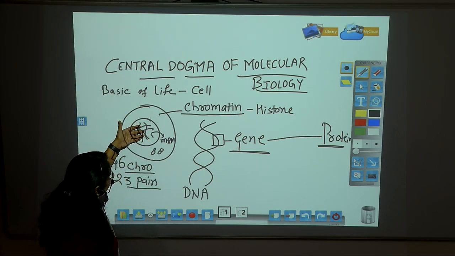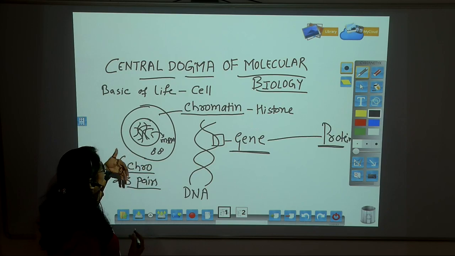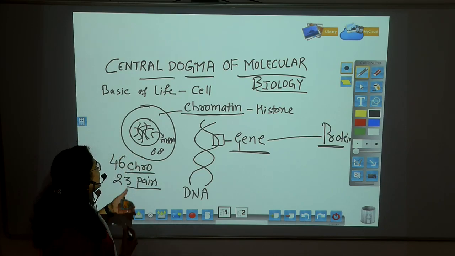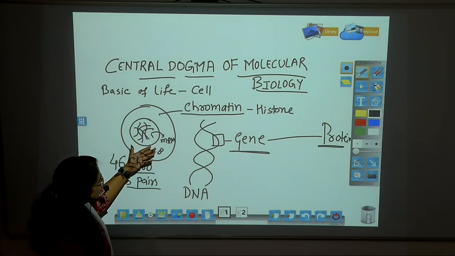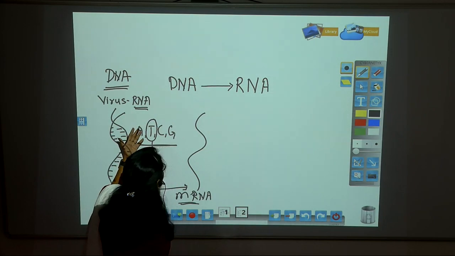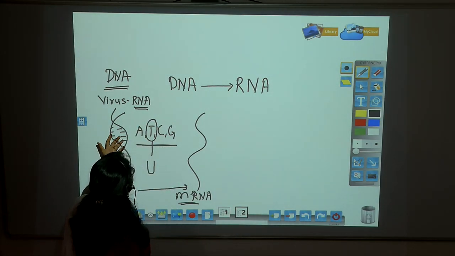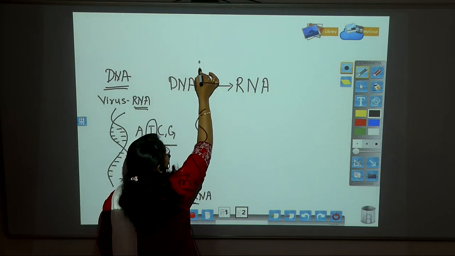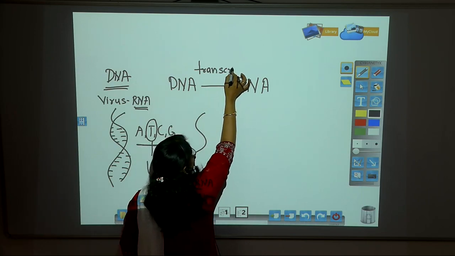So the DNA which is present in the nucleus gets whatever signals and information it needs, and then the gene will get activated. It will pass the message in the form of messenger RNA from the nucleus to the cytoplasm. So the DNA is transcribed into messenger RNA. We say this is called transcription.